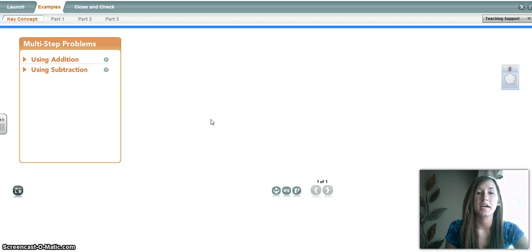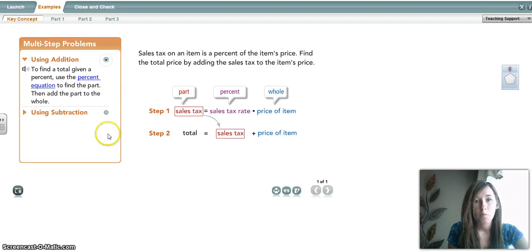This lesson is titled Using the Percent Equation. We're going to learn a couple of applications of using the percent equation. One is to calculate sales tax.